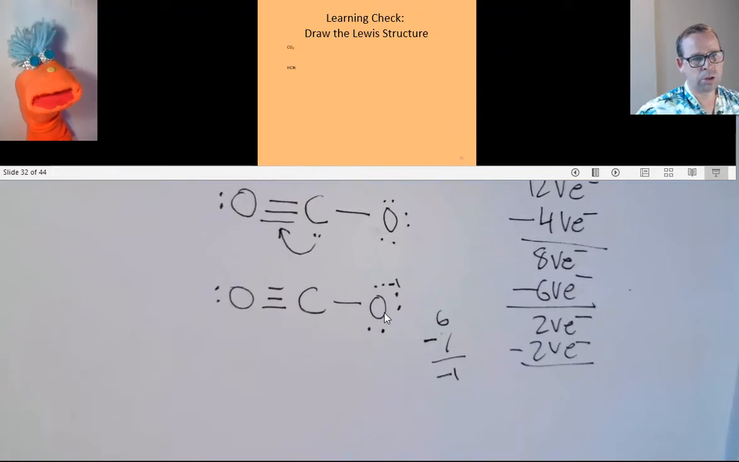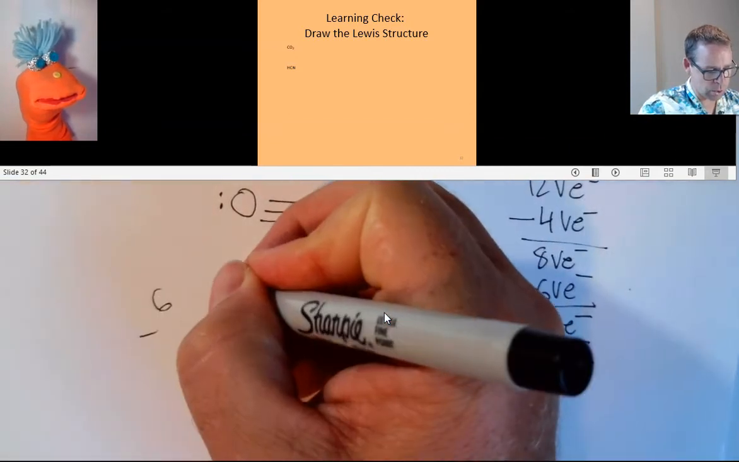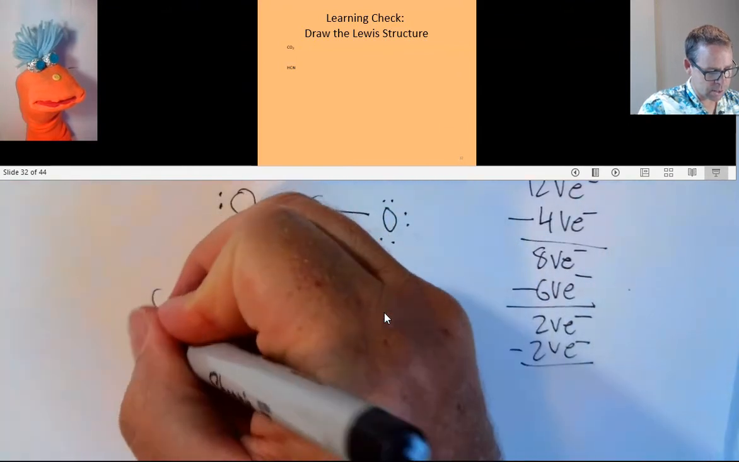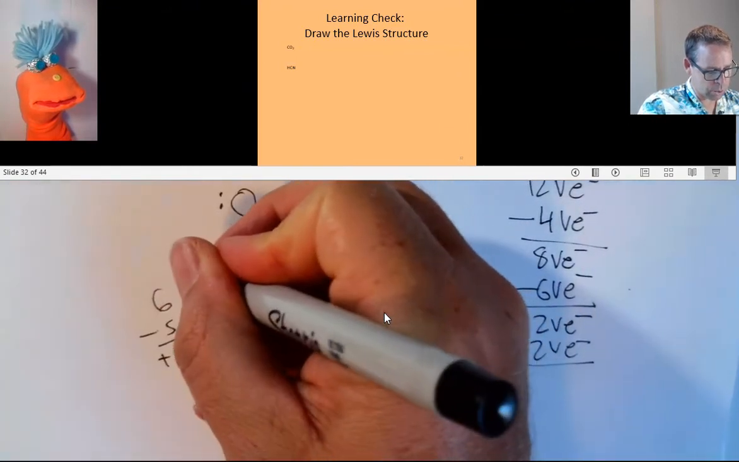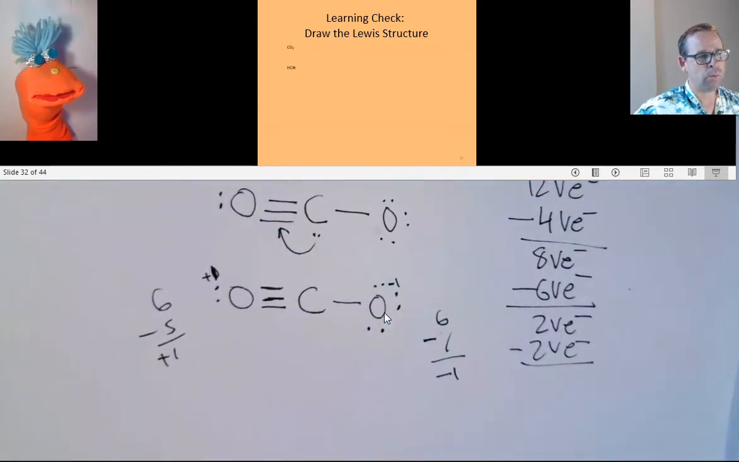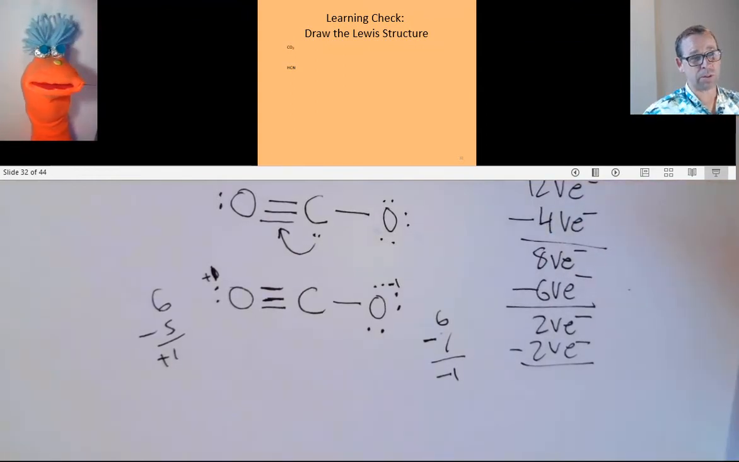Let's see. It brought 6 minus 1, 2, 3, 4, 5. So that's a positive one. Very good. It brought 6 minus 1, 2, 3, 4, 5, right? So that's a +1 formal charge. Now, do you know what it means to have positive or negative formal charges? It means the molecule's not good, right? That's right. So what can we do to fix the molecule?